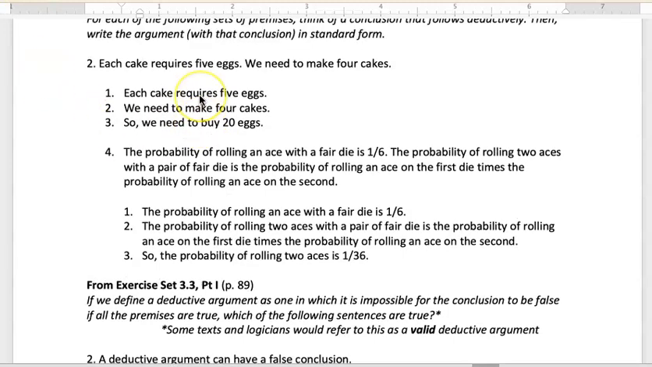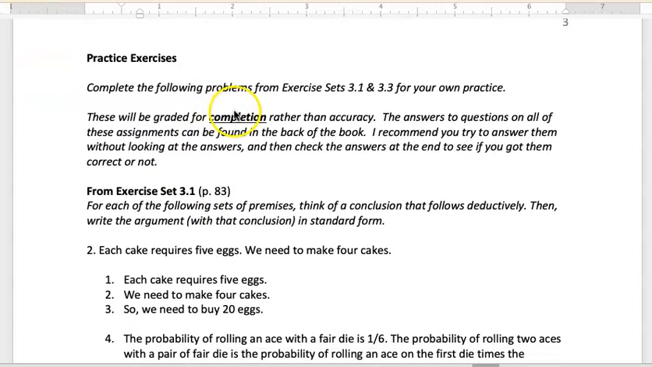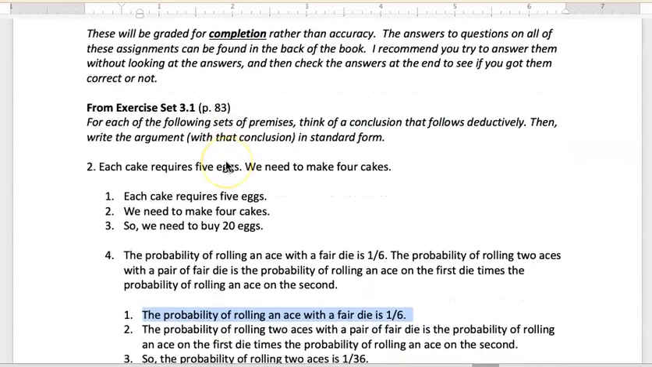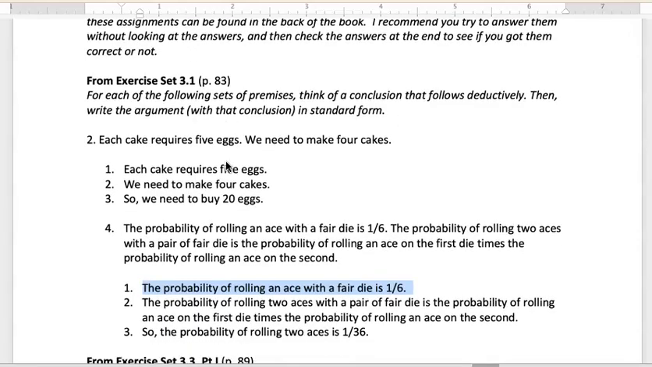Hello, since, as always, the questions are graded for completion, I want to go through the right answers with you so you can use it to study for your test. This is for assignment number 3.